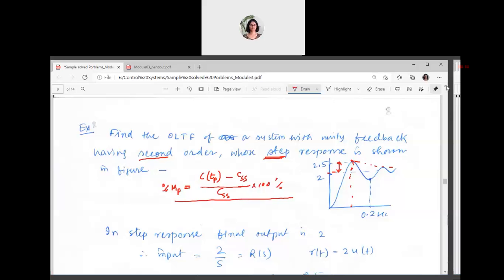So I will be using this to find out zeta. Here it is a second order system, so I know the expression for overshoot. We will compare these two and obtain the value of zeta.